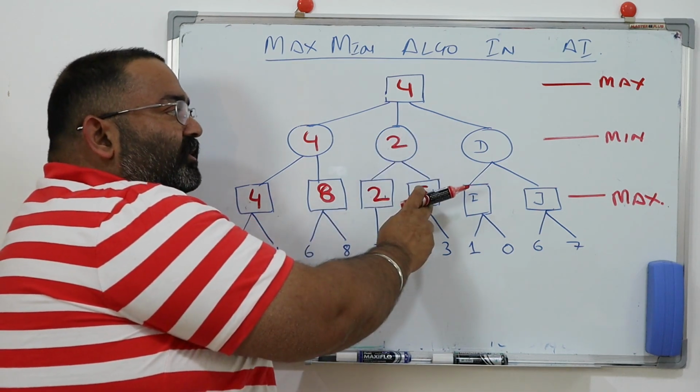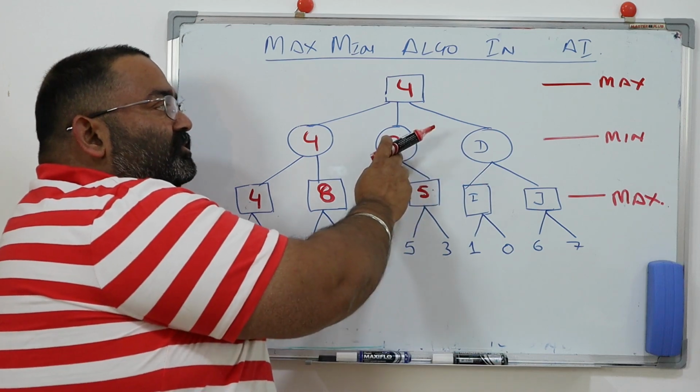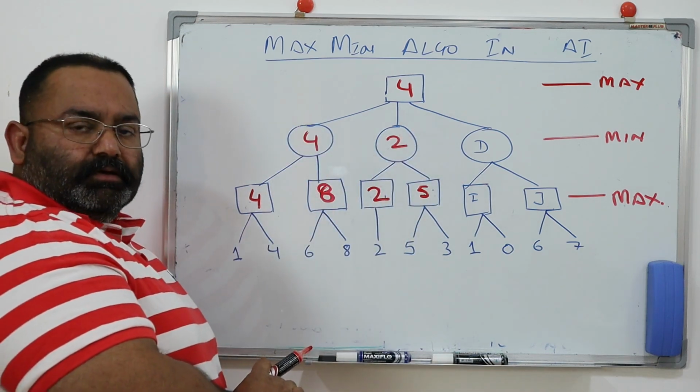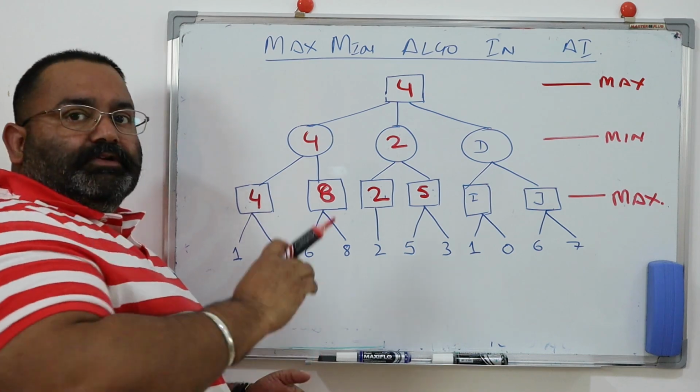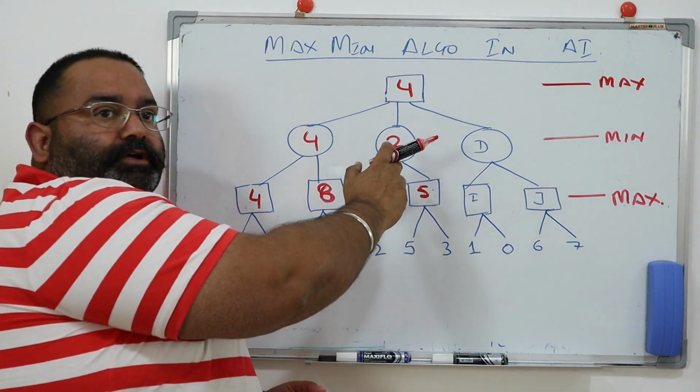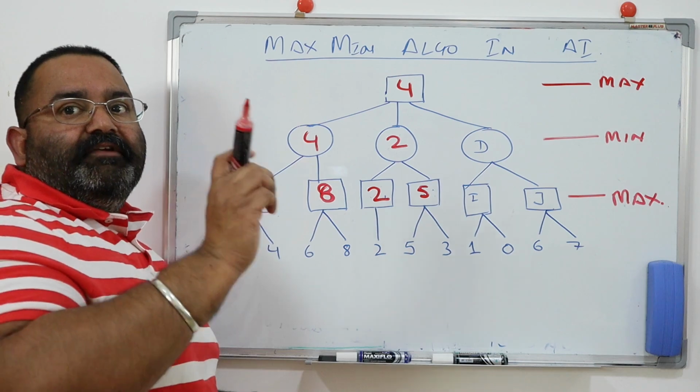Now this already we have 2. So 2 will be compared with 5, which is min. Minimum is 2, so already 2 will be here. So guys, here I am propagating the value to the root so that you can understand how DFS works.